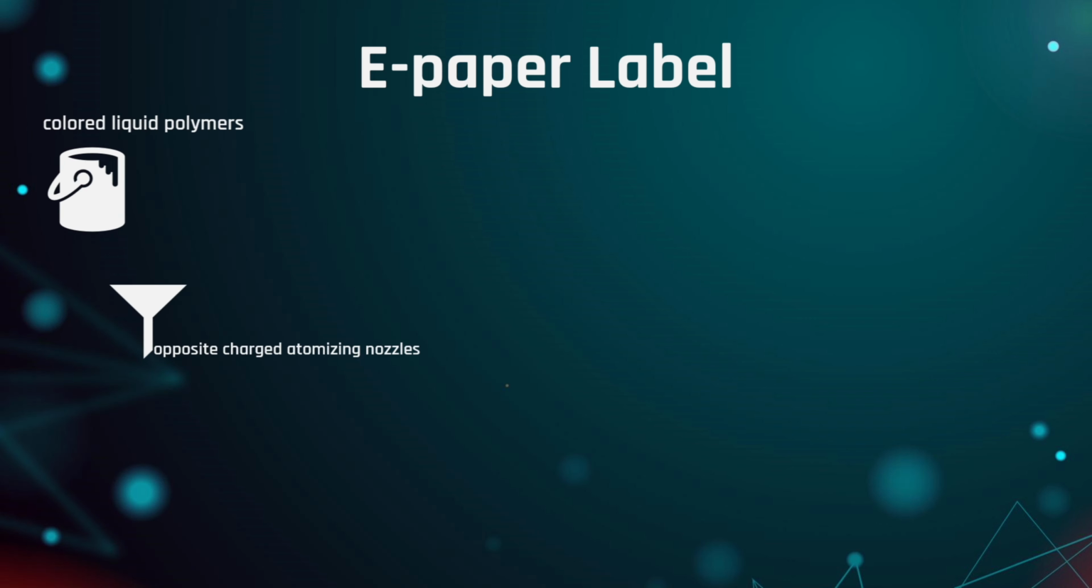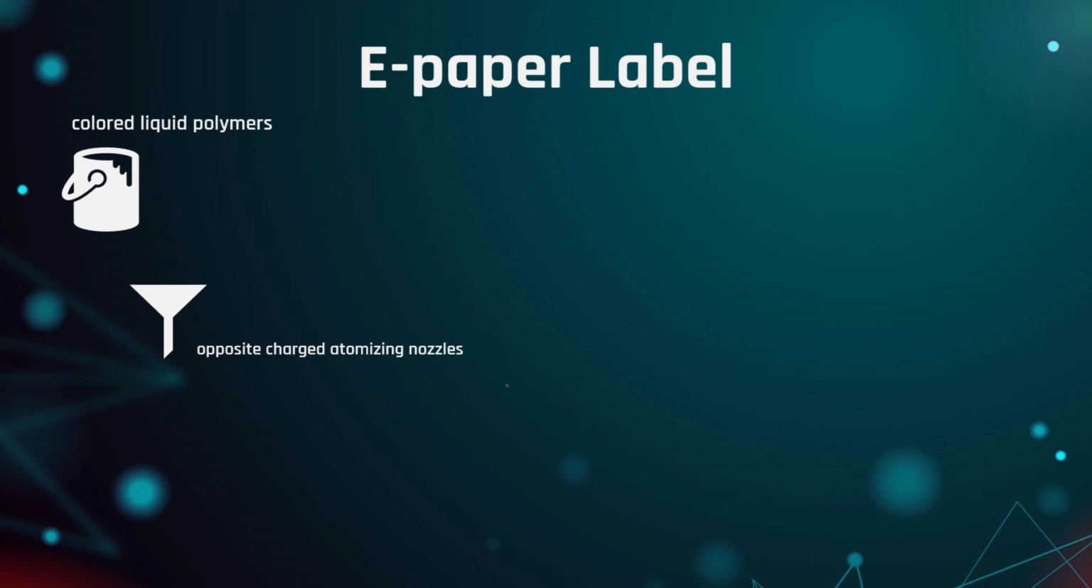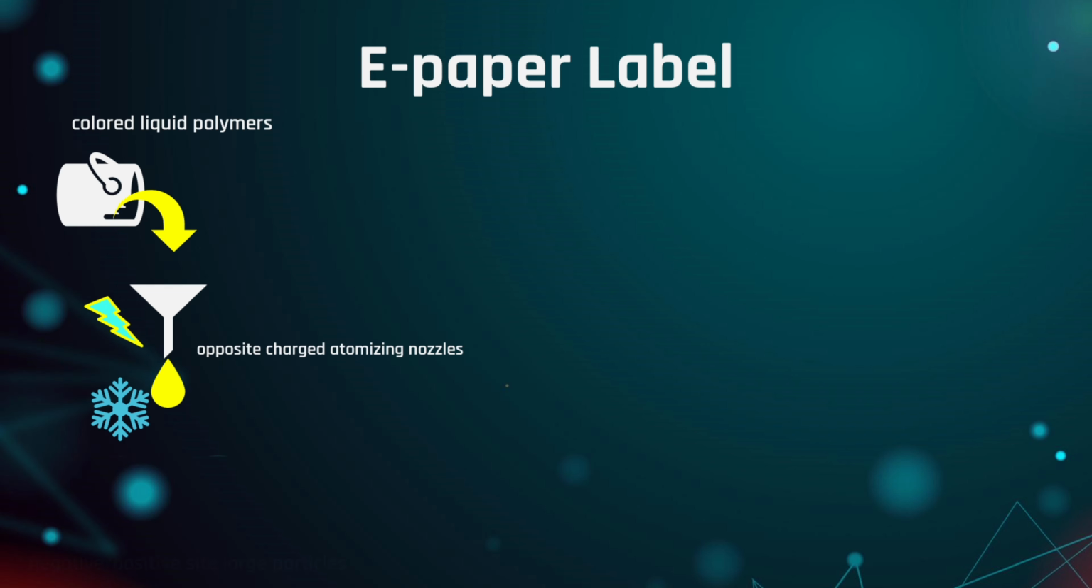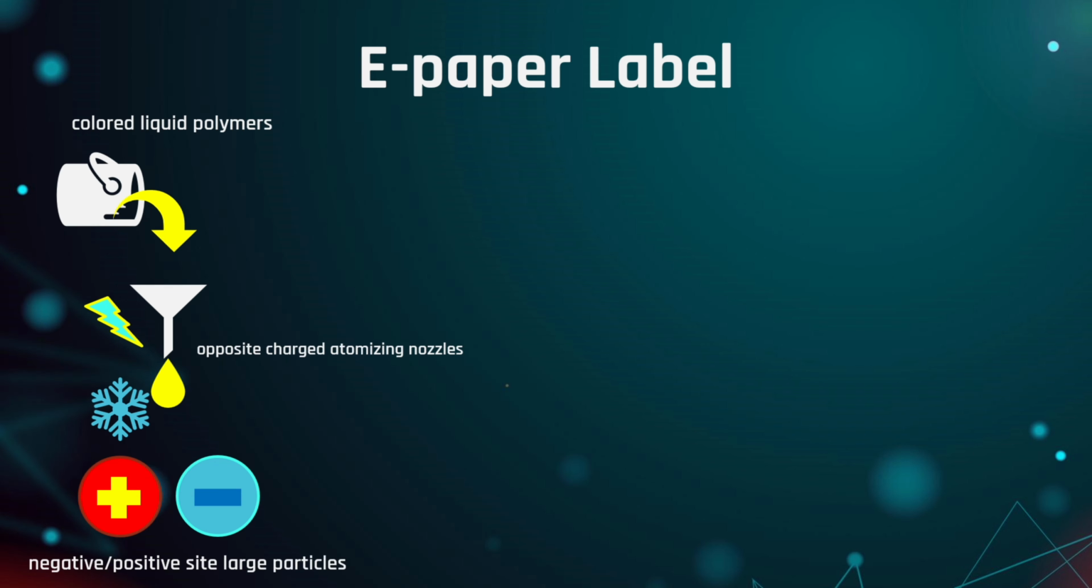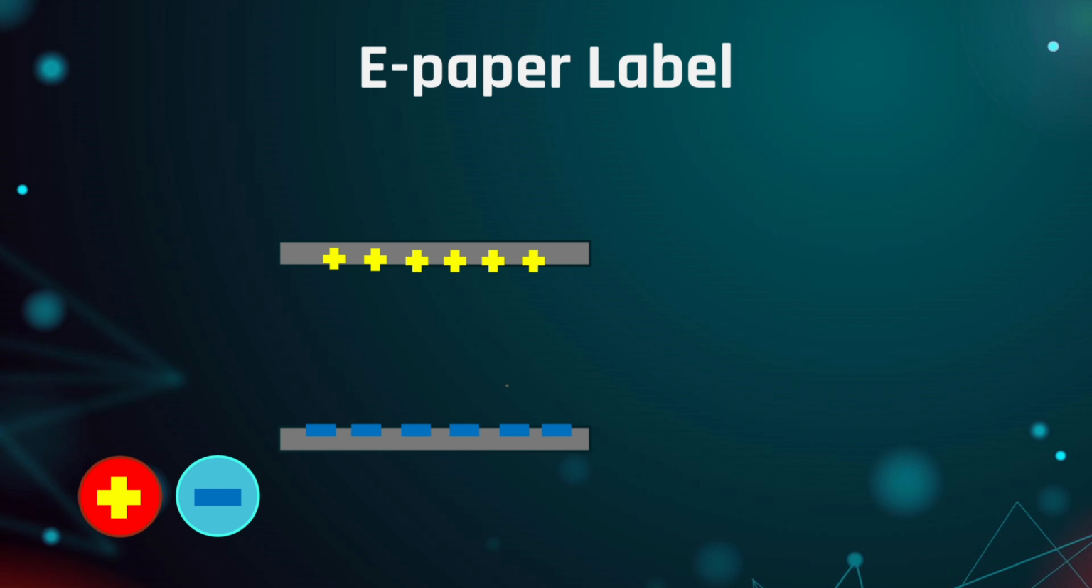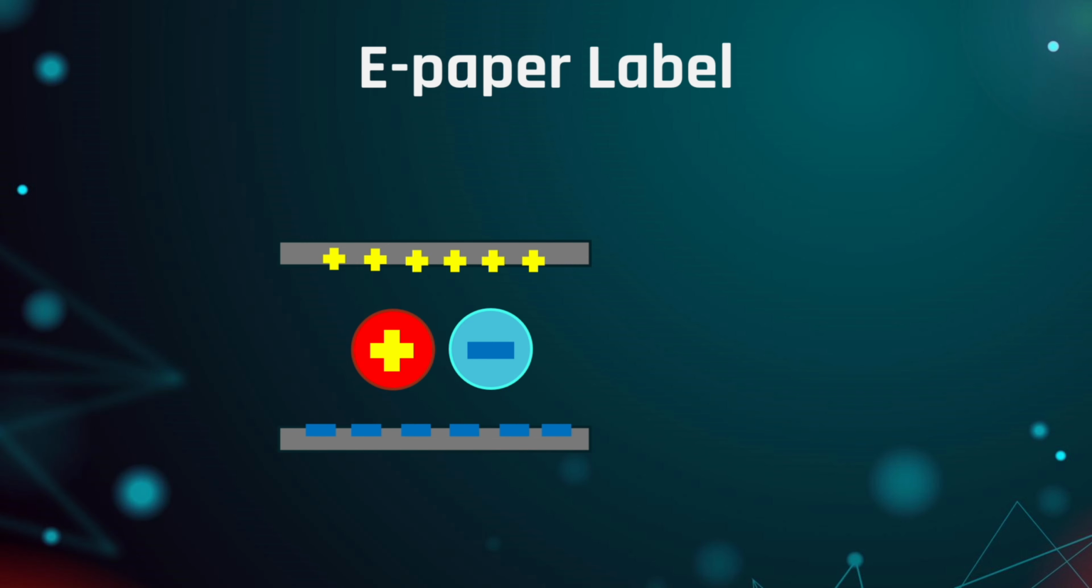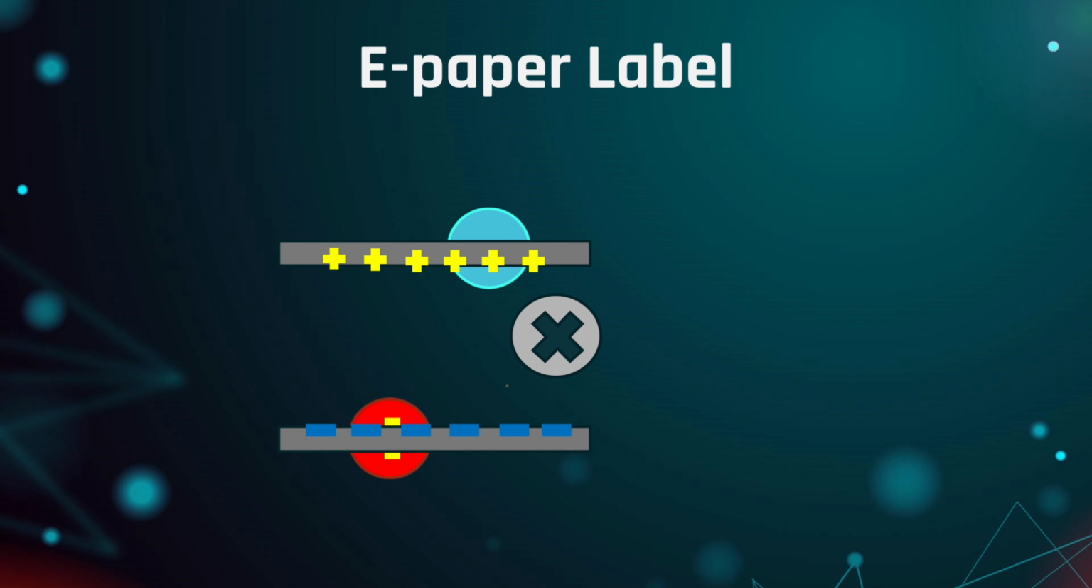These colored liquid polymers are injected into atomizing nozzles with opposite charge. These charged polymer droplets form negative and positive large particles after cooling. Next, these charged particles are transmitted into electrodes to separate imperfect particles and sort negative and positive ones.